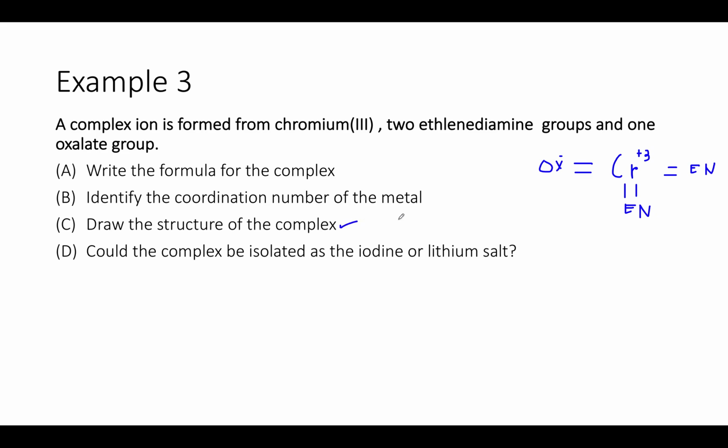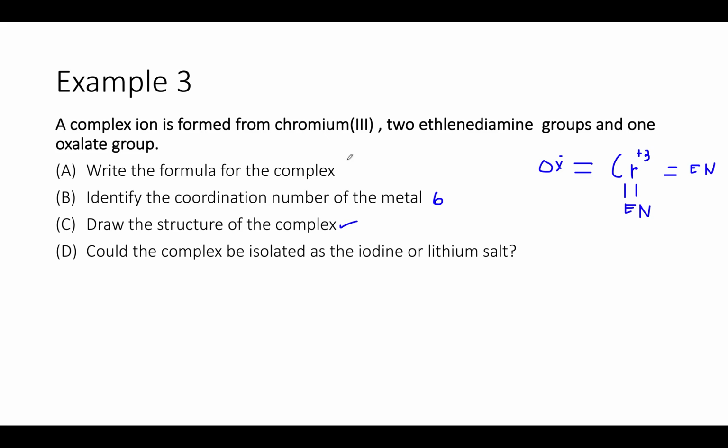So the coordination number here would be the number of attachments that chromium has, the number of ligands. Now here, be careful. It's not 3, it's 2, 4, 6, because oxalate and ethylene diamine are bidentate ligands.